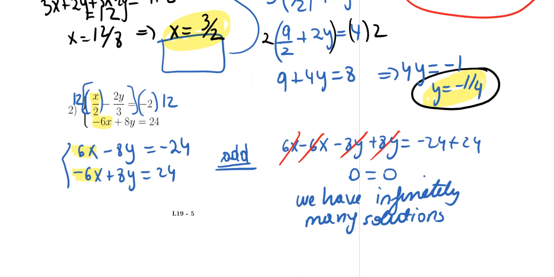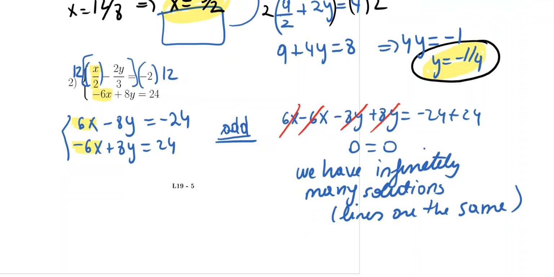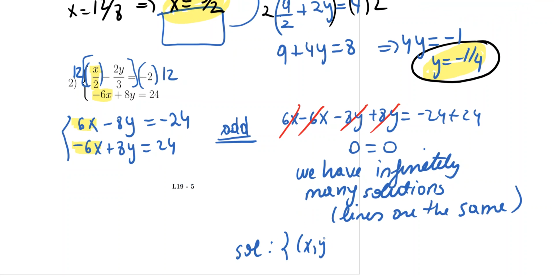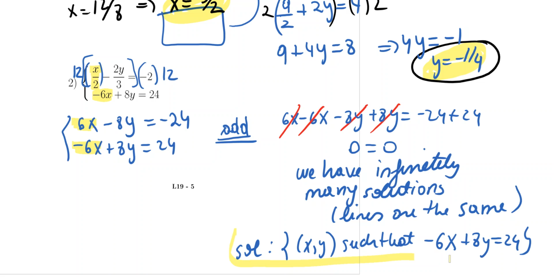Basically, the lines are the same. So how do we write this? The solution is all the pairs x, y such that, you just pick one of the equations. I can pick the second one, such that -x plus 8y equals 24. Okay, so this is the solution, and this is how we write it. All the points that are on one of the lines, because if you are on this line, you are on the other line, because the lines are the same.